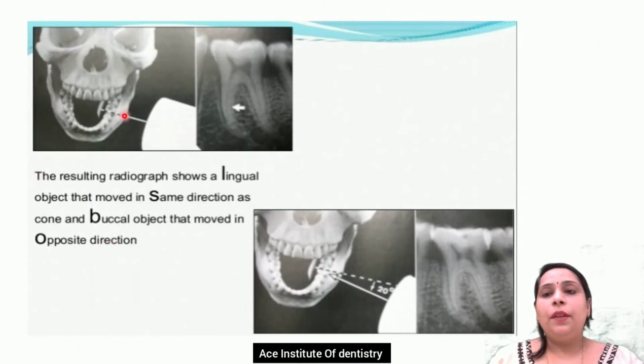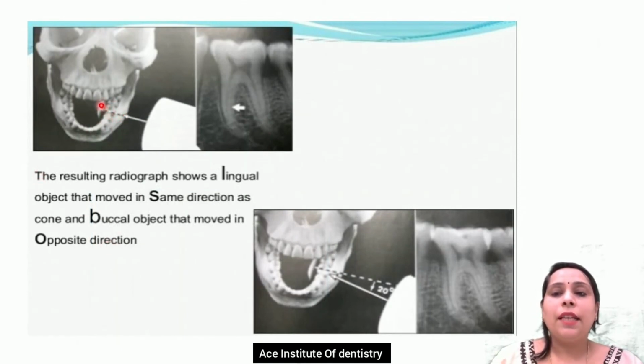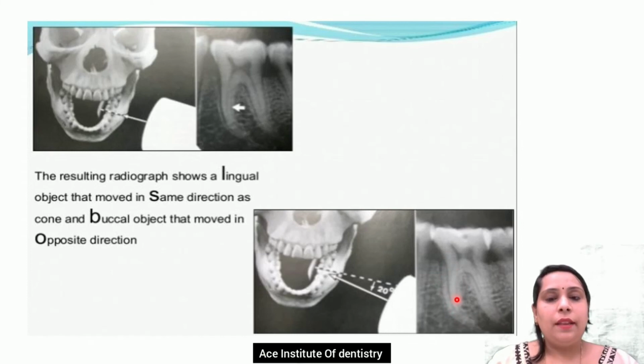How to perform? This is the same thing which we are showing on the skeleton. So here the film has been placed and the cone has been directed. So that got overlapped and it's appearing as two canals. And with this angle, a 20-degree mesial shift has separated the mesiobuccal canal and mesiolingual canal. In this way we can see the four canals. This technique is called the slob technique.